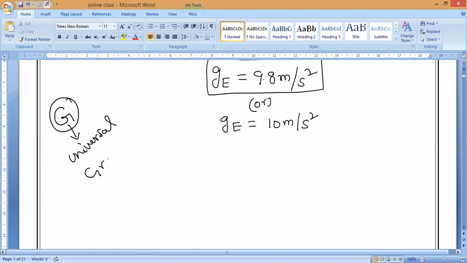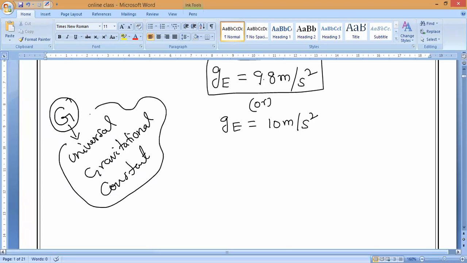Universal gravitational constant. Is this value constant everywhere? Yes. This value is constant anywhere in this universe. If you take it on the Earth, on the Moon, on the Sun, on Jupiter, anywhere, this G value is constant.